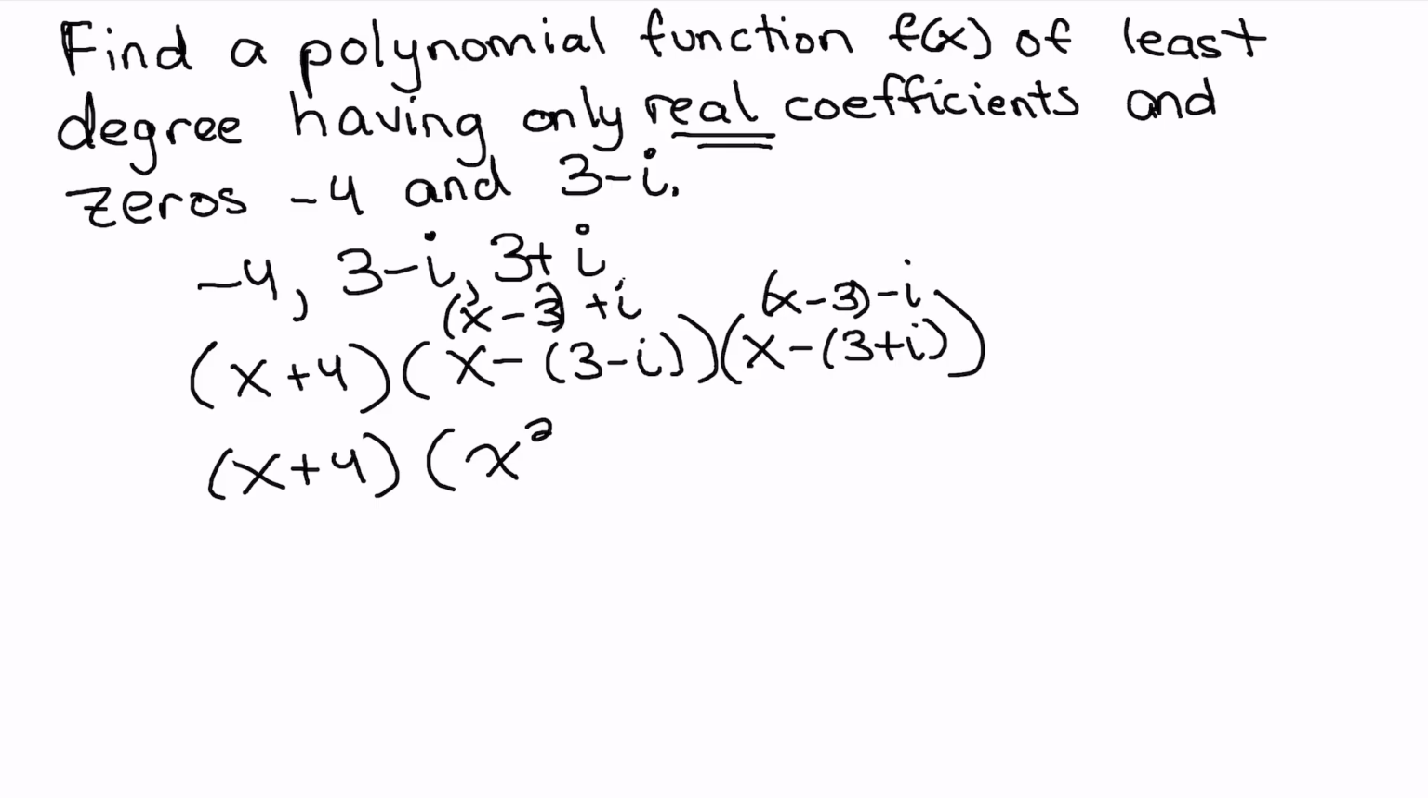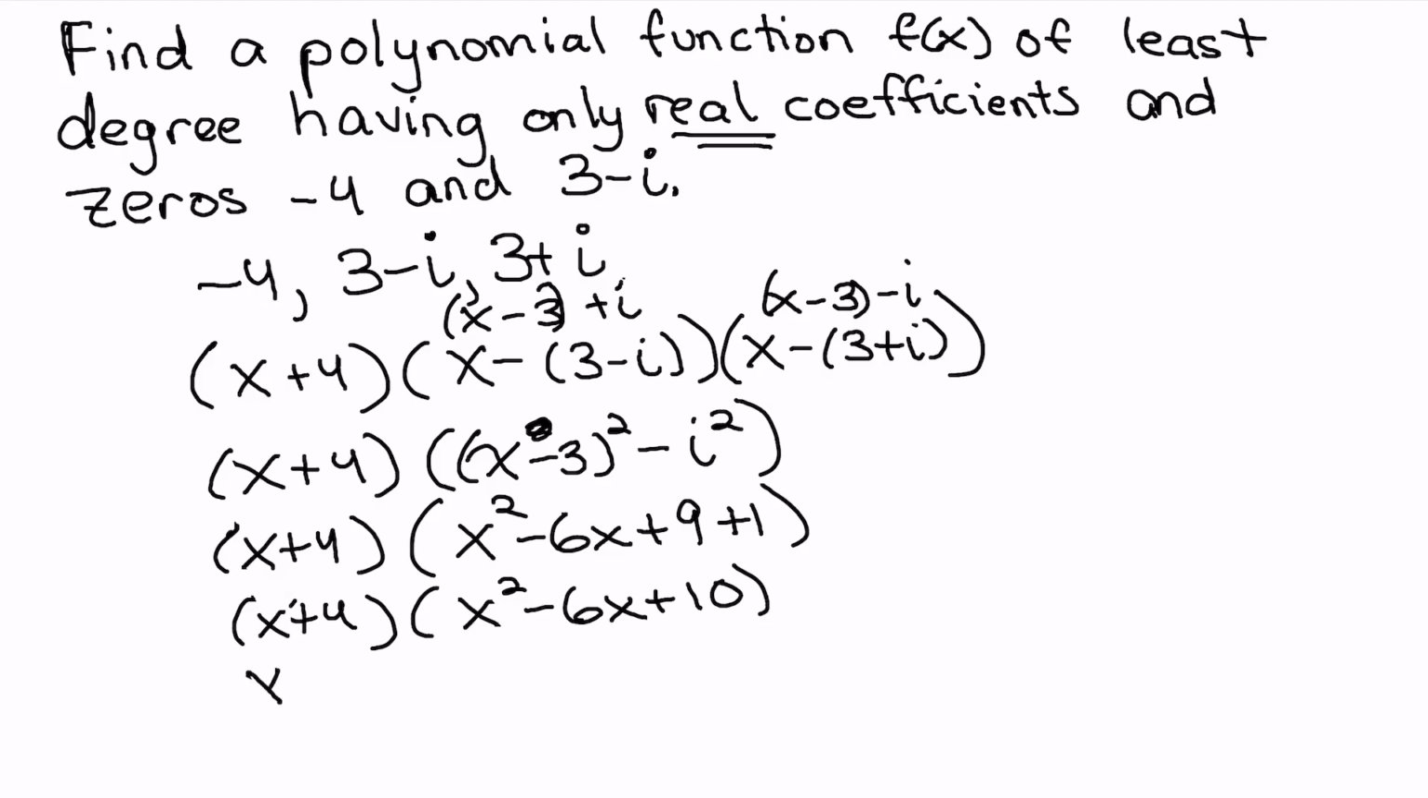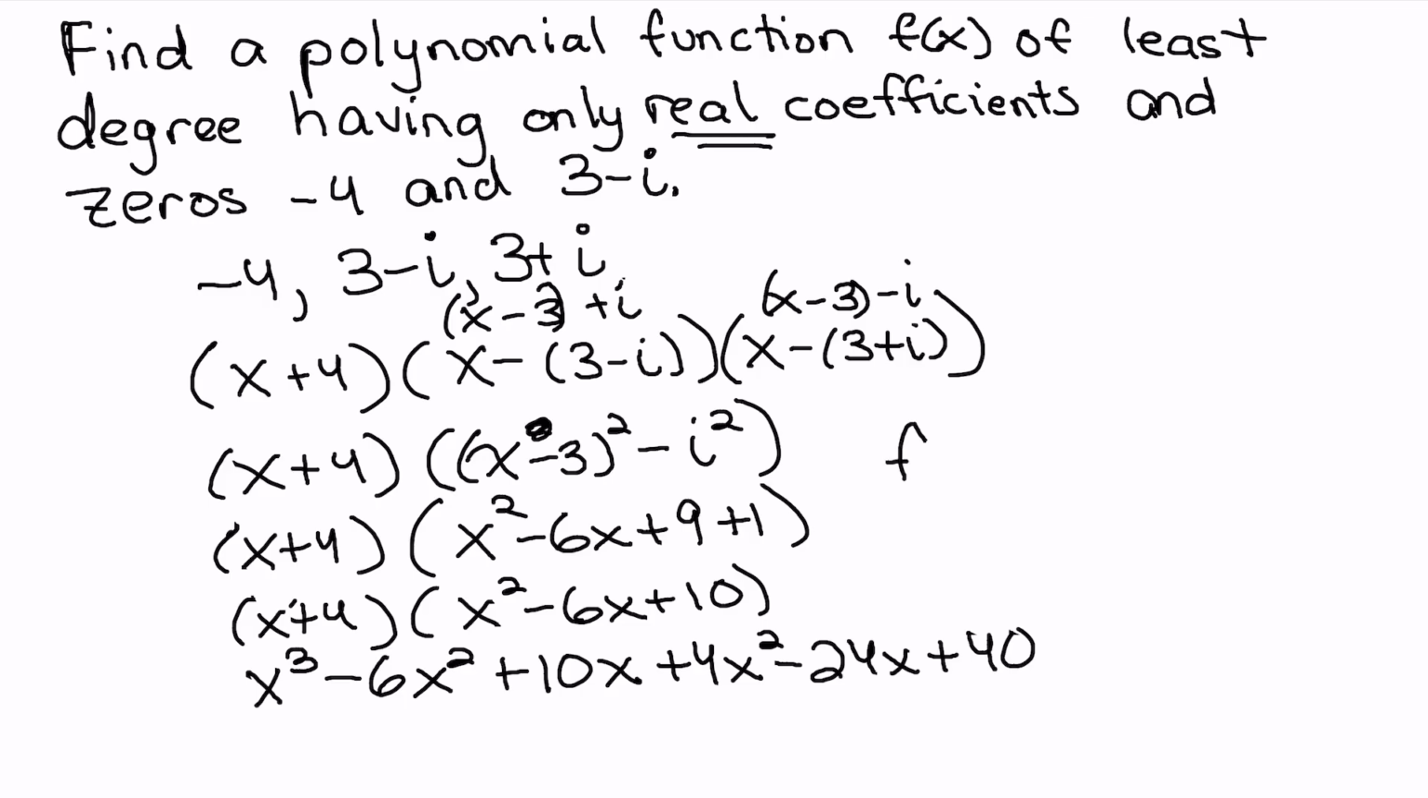So then it'll turn into a difference of squares. So we could say x minus 3 squared minus i squared. That turns into x squared minus 6x plus 9. i squared is -1, so that turns into plus 1. So you have x plus 4 times x squared minus 6x plus 10. Distribute your x, you have x cubed minus 6x squared plus 10x. Distribute your 4, you have plus 4x squared minus 24x plus 40. Combine all your like terms, you end up with x cubed minus 2x squared minus 14x plus 40.